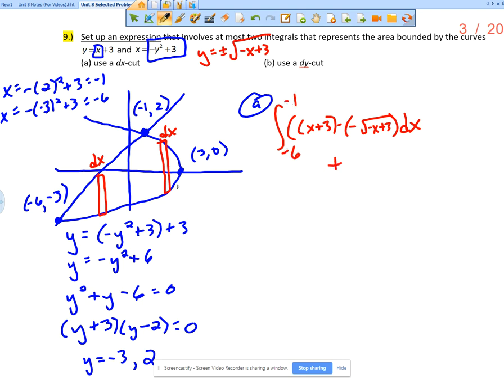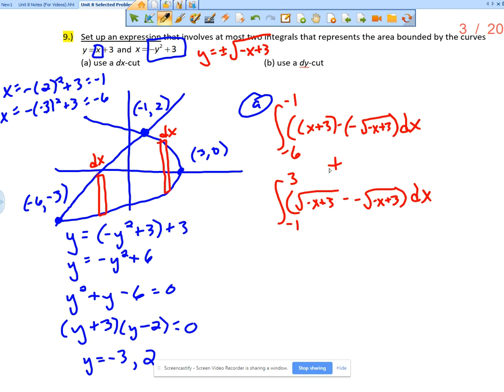All right, and then plus the second integral, the area on the right here. I'm going to integrate something with respect to x. Now I'm going to take the upper boundary of the region, which is the positive root of negative x plus 3, minus the lower boundary, which is the negative root of negative x plus 3. And I'm going to integrate from what to what? Now I'm integrating from -1 all the way to the right to 3. And so the sum of those two integrals is part A.